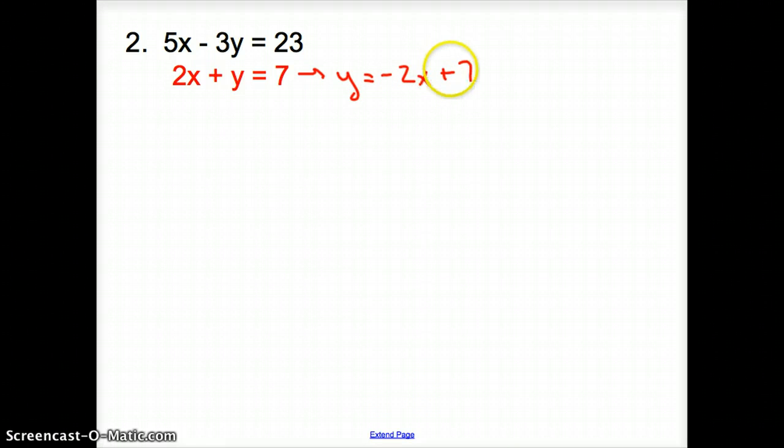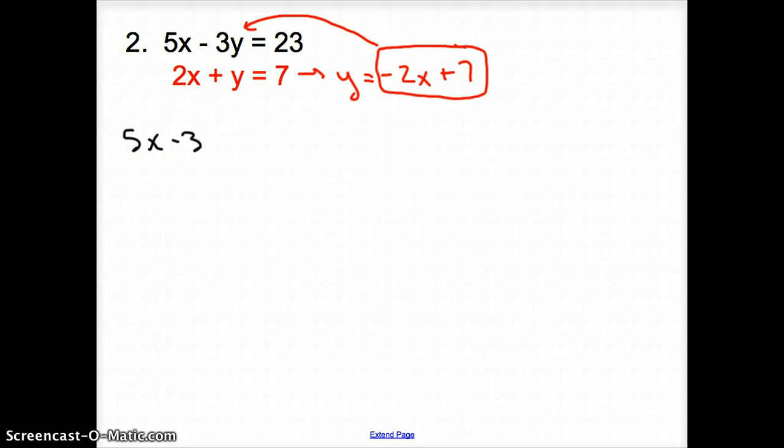Now I have y all by itself. So I'm going to take this y equals negative 2x plus 7. I'm going to take that negative 2x plus 7 and plug it in for y. I'm going to sub it in for that y. So let's take a peek at what it looks like. We have 5x minus 3, and then we're going to take that times what I'm subbing in for y. What I sub in, the negative 2x plus 7, the y has to come out, because it's just like substituting again in football or volleyball. And so that equals 23.